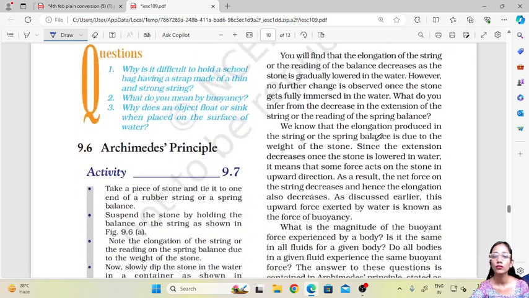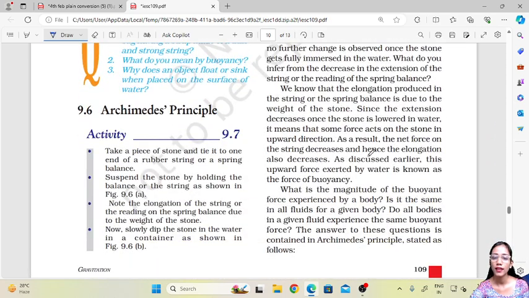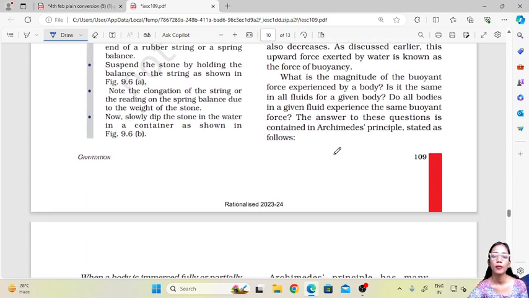Since the extension decreases once the stone is immersed, the net force on the string decreases, and hence the elongation also decreases. We already know that this is buoyancy.